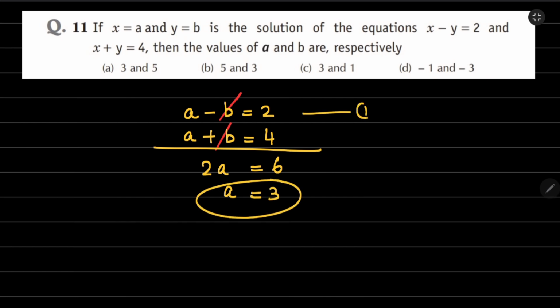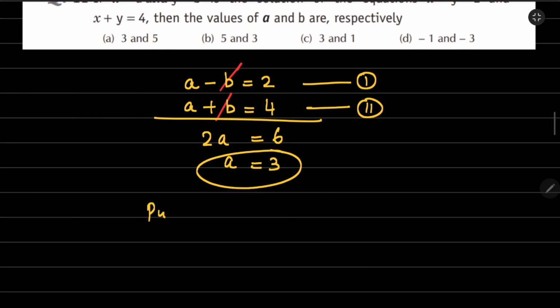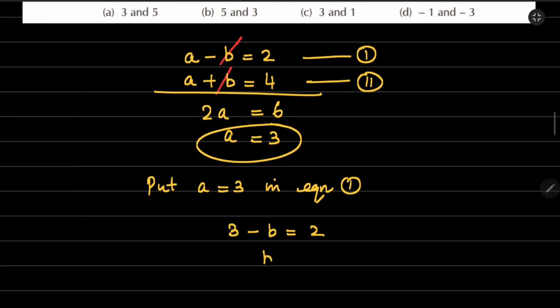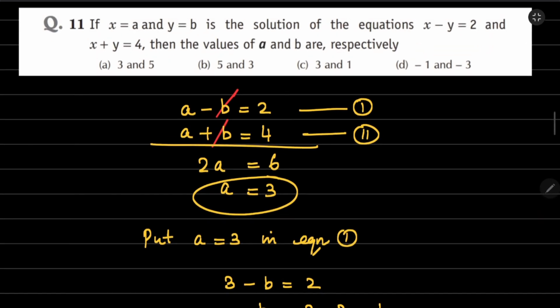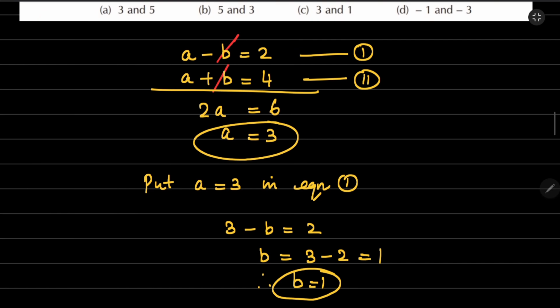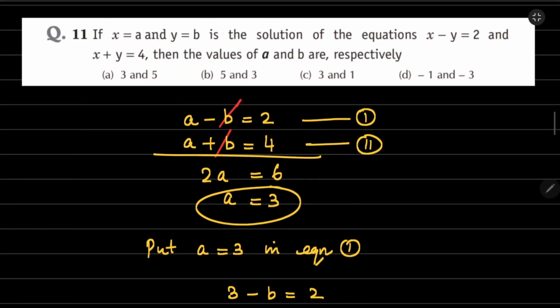Let this be equation 1 and this be equation 2. You can put a equal to 3 in equation 1. So what do you get? 3 minus b equal to 2. So what is b equal to? 3 minus 2, which is 1. Therefore, b is equal to 1. So the values of a and b are 3 and 1 respectively.